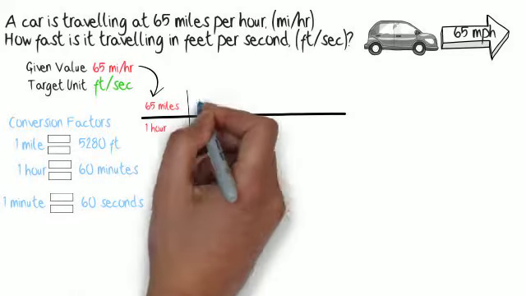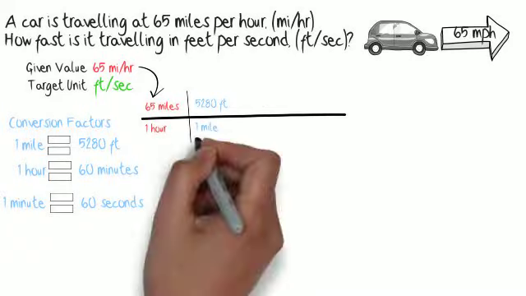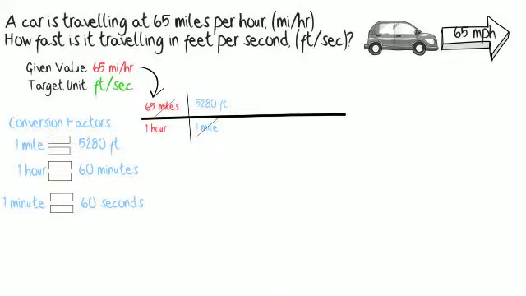I'm going to do miles to feet. So I'm going to take the first conversion factor, 5,280 feet, and put it over 1 mile and cancel out the miles. This leaves us with feet, so we're halfway to converting to feet per second.